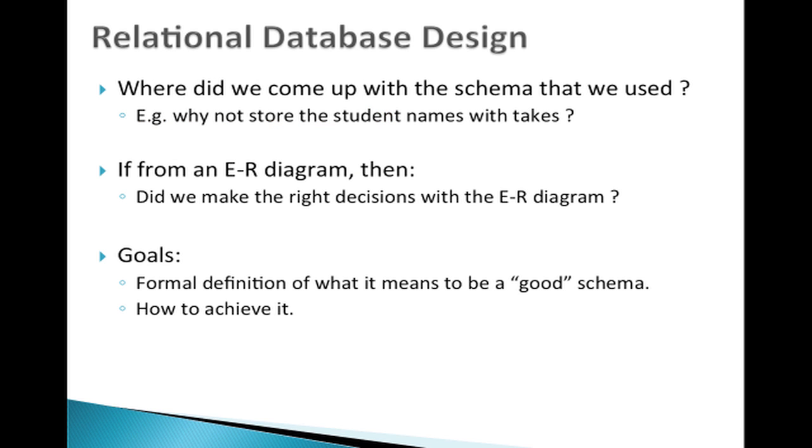So for relational database design, the question that we're trying to ask is, why did we use that specific schema? Was it actually a good schema to use? Why not store the student names with the takes relation? What would be the problems with that? If we designed the schema using an ER diagram, then a related question is whether we made the right decisions with the ER diagram. So in other words, our goals are to formally define what it means for a schema to be good and how to achieve it.